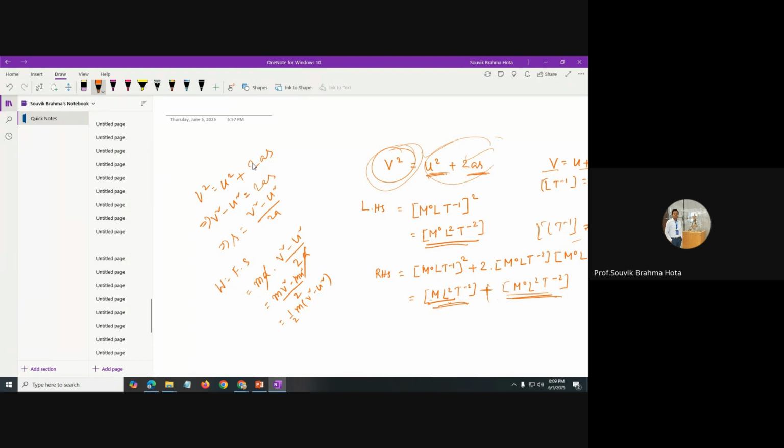So half you cannot eliminate, na. So that means mv square equal to mgh is also dimensionally consistent. But if you are not giving half mv square, it is incorrect in practical cases. Correct?